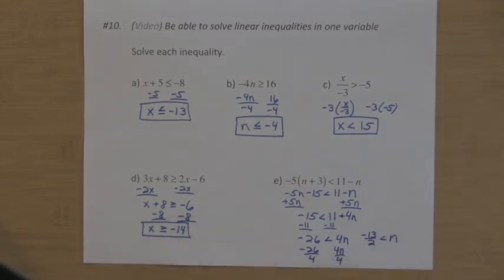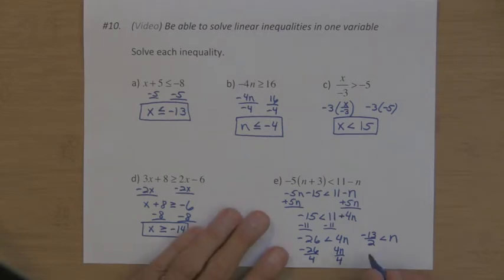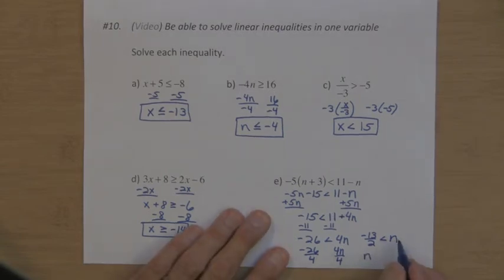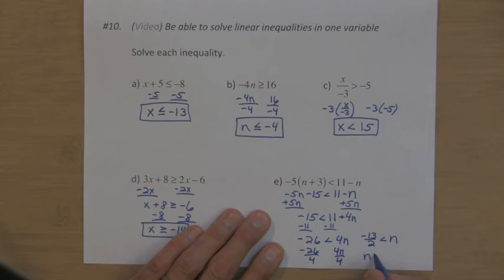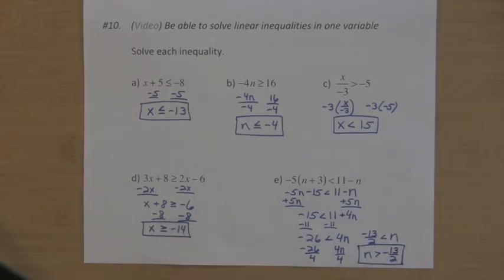But it's more common to write the variable first, so instead of writing it as negative 13 halves is less than n, I can write the n first. If you read it from right to left, n is greater than negative 13 halves. If you want to make that a mixed number, you can. I'll leave it as that. So n is greater than negative 13 halves.